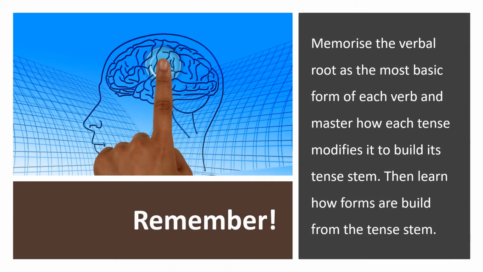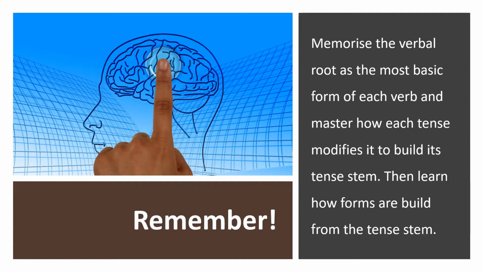Remember, therefore, that the best way to learn the verbs is to memorize the verbal root as the most basic form of each verb and master how each tense modifies it to build its tense stem. Then learn how the forms are built from the tense stem. If you do it this way, you will find that the amount of things you need to memorize and learn by rote is dramatically reduced.